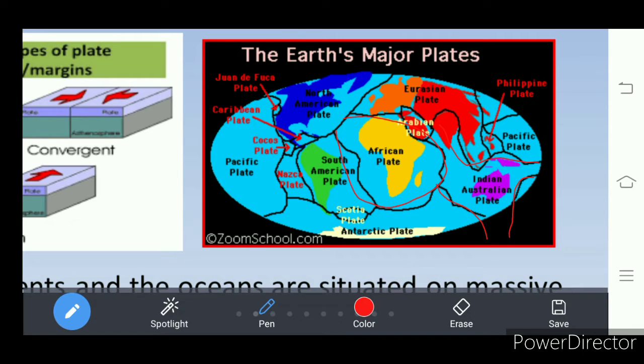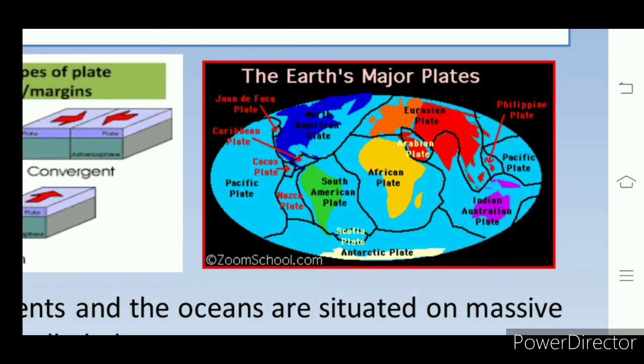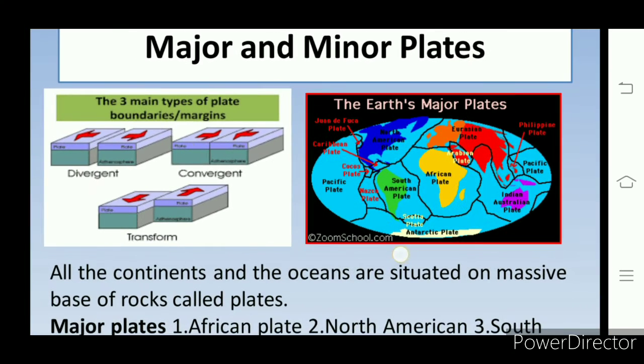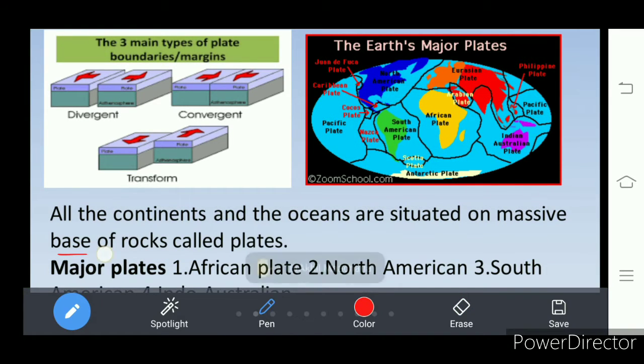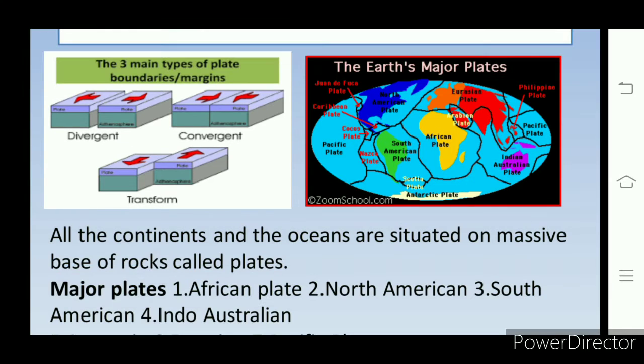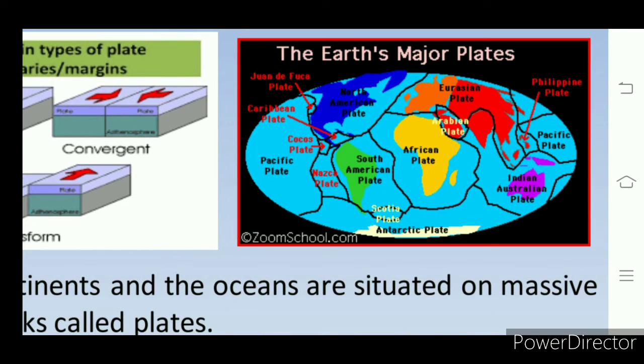Then what is a plate? Right? A plate is a massive base of rock. That means massive bases of rocks are called plates. So all the continents are situated on massive bases of rocks which are called plates. So there are 7 major plates and many more minor plates. Major plates means the large ones.